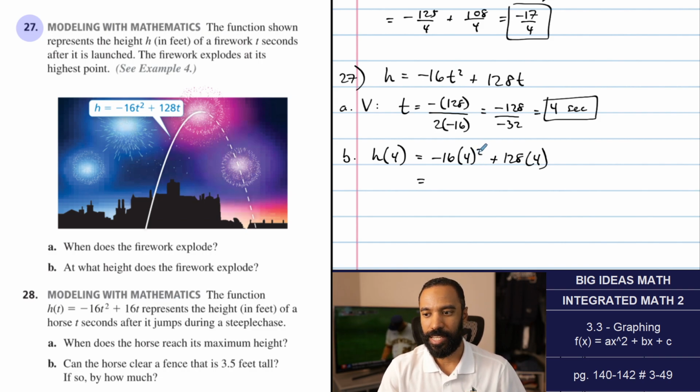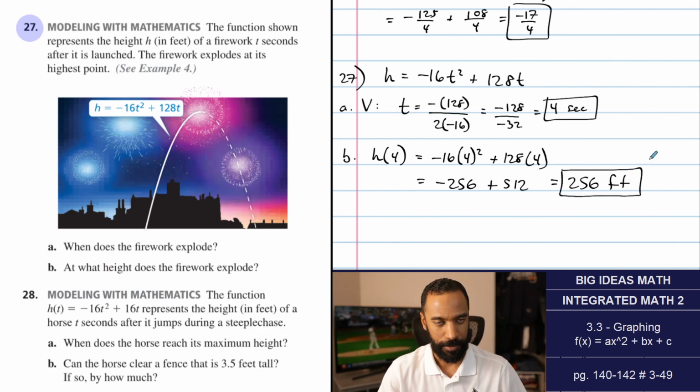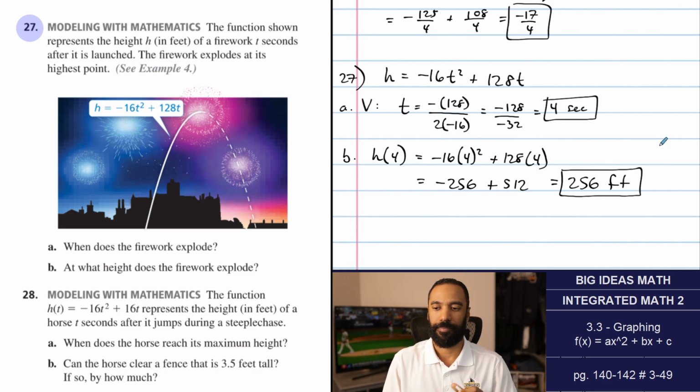4 squared is 16 times negative 16 is negative 256. Without calculating that, I could tell you this answer will be positive 256. That being said, 128 times 4 is 512, and negative 256 plus 512 is positive 256, and that is the feet. Remember, vertex, the A plus the B is the opposite. Okay.